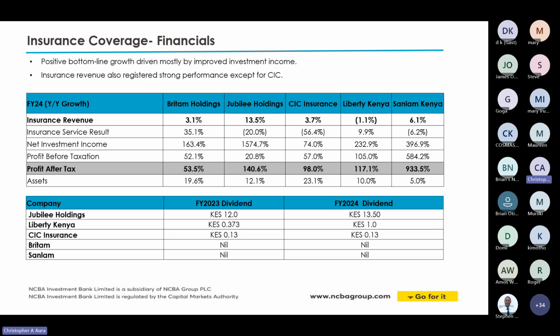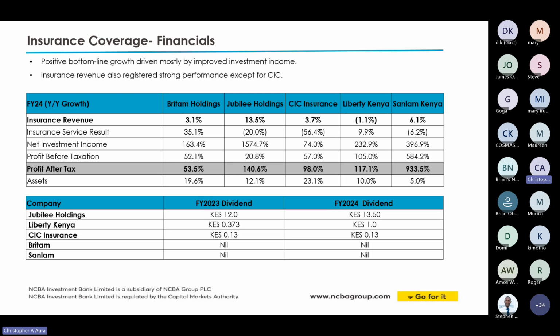In terms of dividend payment, the sector has not been so good because they have been struggling. It's only a few that have been making strong performance. But one has been consistent in paying dividends, that's Jubilee. In 2023, they paid 12 shillings. In 2024, they paid 13.5. Liberty also has improved their dividend paying capacity, and they paid a special dividend of 0.5 and a final dividend of 0.5, totaling their full year dividend to 1.